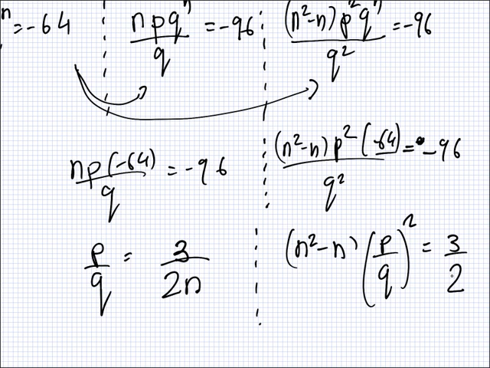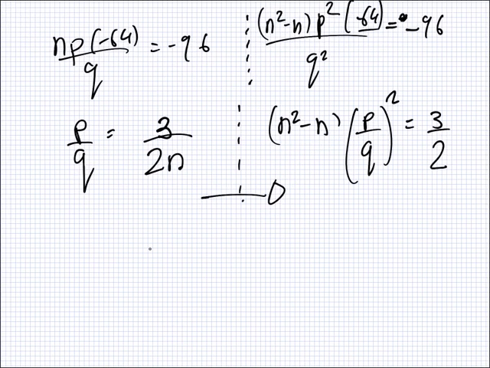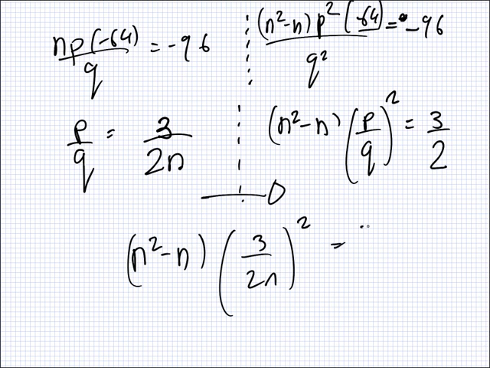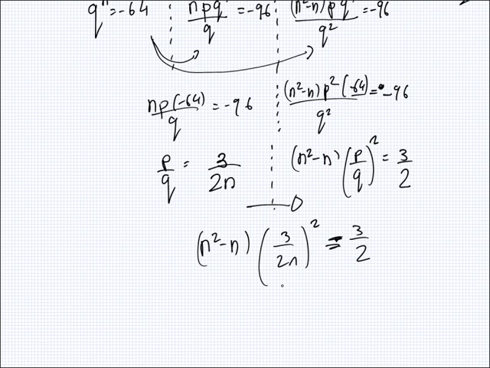Now what can I substitute? PQ. Yeah, I can put this in. So now I get n squared minus n over 3 over 2n squared equals 3 over 2. Okay? This will be n squared minus n. That will be 9, won't it? So I'll bring the 9 down. And that will be 4n squared. I'll bring the 4n squared up.